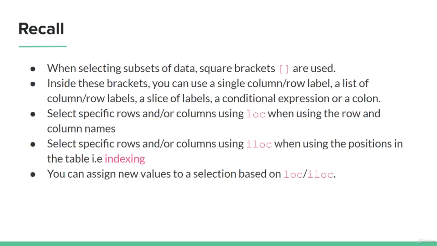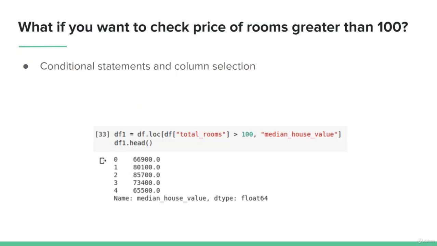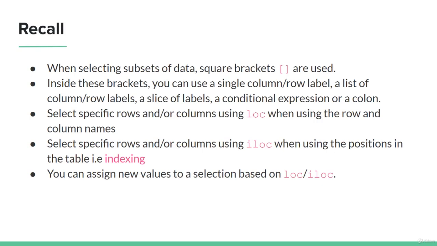So let's recall what we have learned so far. When selecting subsets of data, square brackets are used. That is a part of syntax, and that is very important to remember. Inside these brackets, you can use a single column or row label, a list of column or row labels, a slice of labels, a conditional expression, or a column. So like before, we have seen different ways to use these square brackets to select particular subsets of columns or rows. And depending on those subsets, we can also add conditional statements by using comparison operators so that we can further extract selective information to explore our dataset.